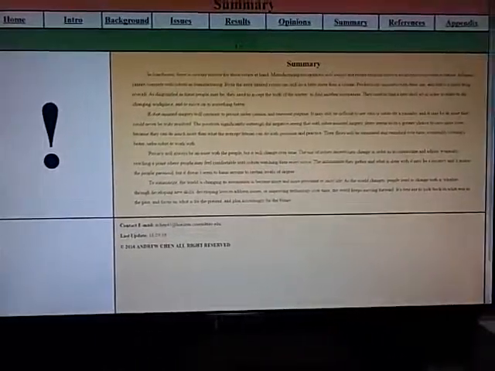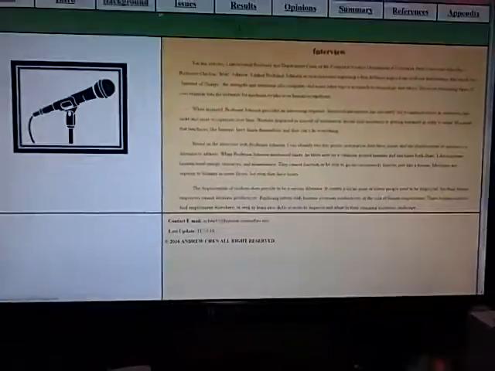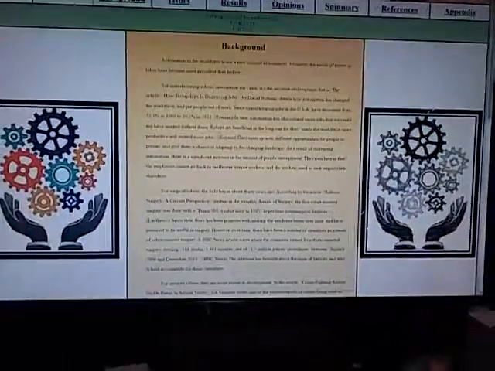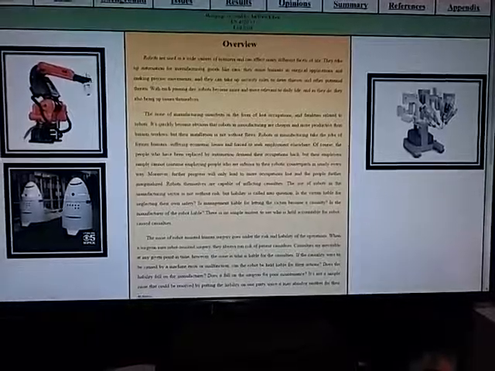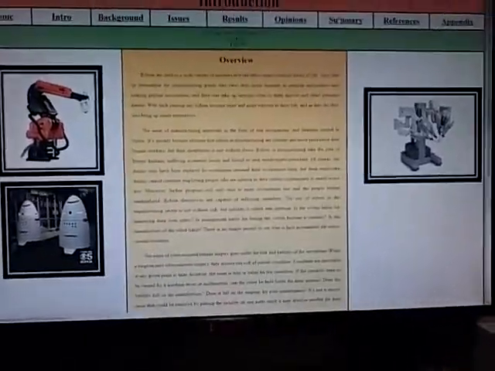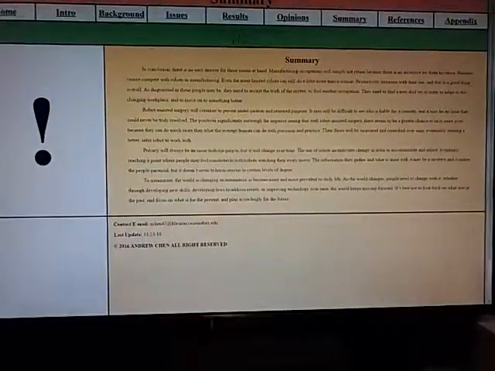This is my summary page, by the way. This is my opinions page. This is my results page. My issues page, pro-con, the background of the issue. The introduction with the overview. The home starting page. And then this is a summary. Almost forgot to mention all those. So, in summary, in conclusion, there is no easy answer for the issues at hand.